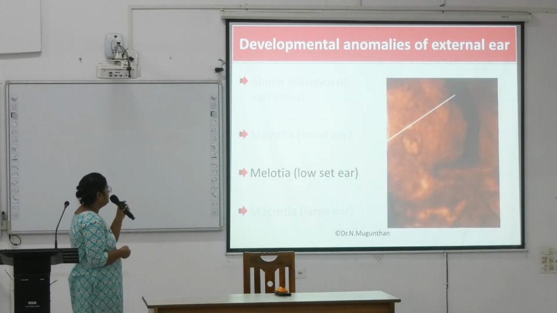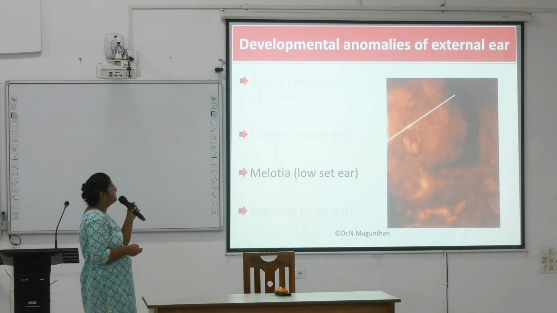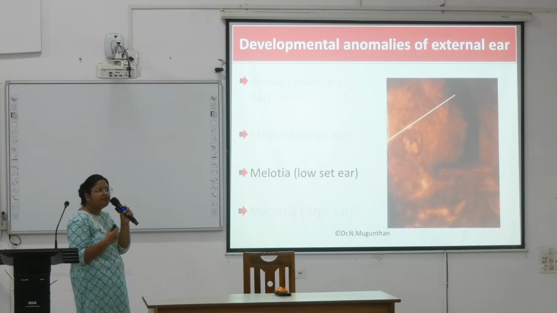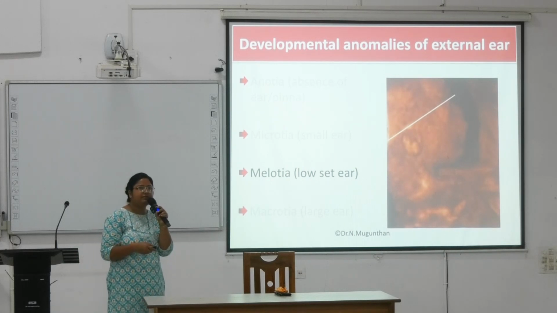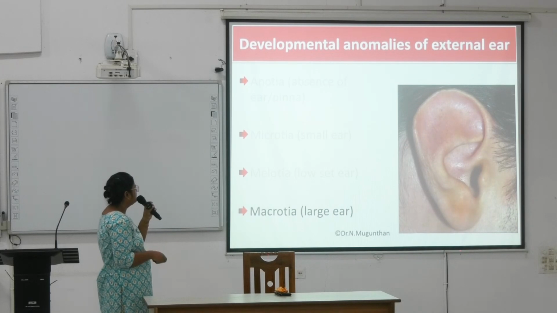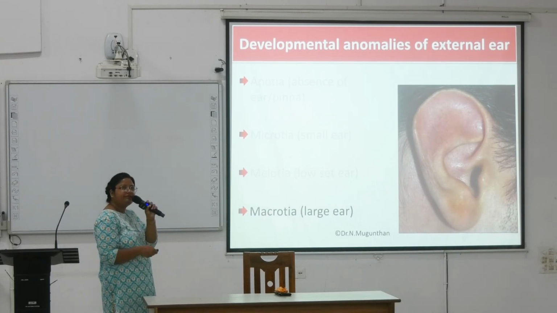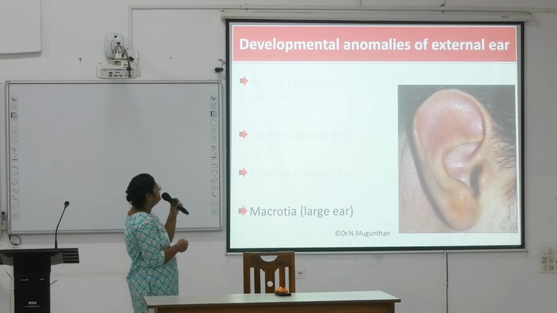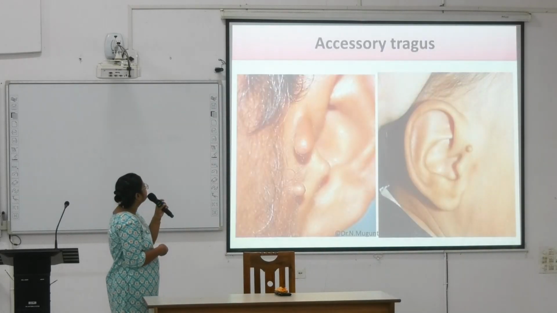Next is melotia. This is low set ear. Low set ear occurs in Down syndrome or different chromosome abnormalities. Next is macrotia. Macrotia is large ear. So these are the different developmental anomalies of external ear.